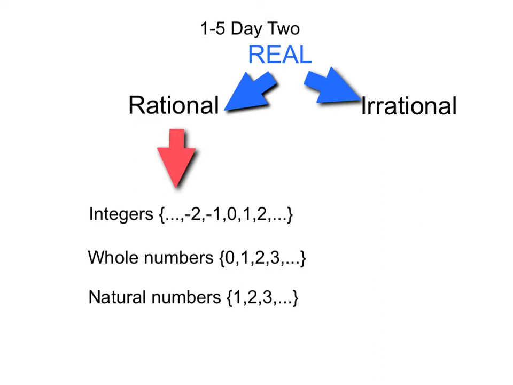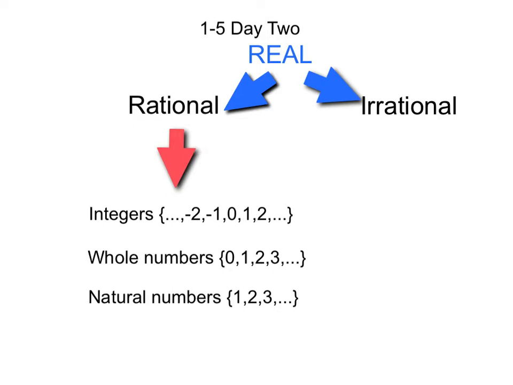And later on in your math career you may encounter different kinds of numbers, but this is what we are limited to in 8th grade. Alright, so the real numbers are divided into two categories. We have the rational numbers on the left and then the irrational numbers on the right. Notice that the irrational numbers are a category all by themselves, but the rational numbers also have subcategories, which include the integers, the whole numbers, and the natural numbers.